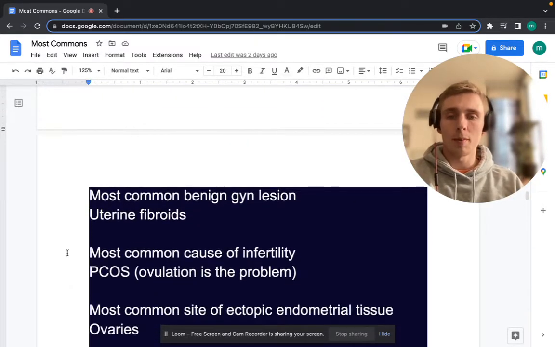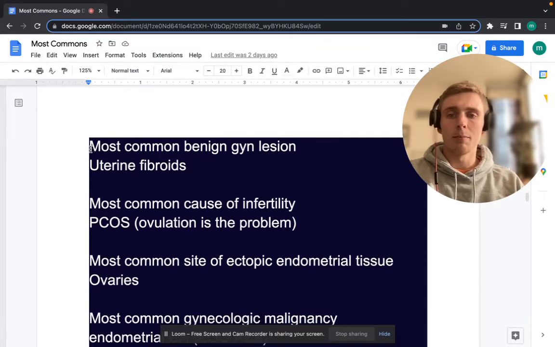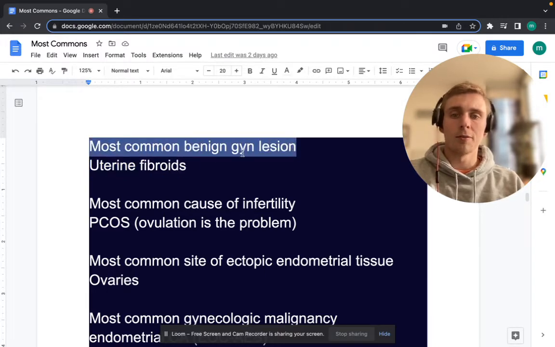What is the most common benign GYN lesion? That's going to be uterine fibroids. Uterine fibroids are extremely common and very benign, and they're made of smooth muscle and fibrotic tissue. Smooth muscle and fibrotic tissue are leiomyomas, so leiomyomas are also uterine fibroids. They're the most common benign GYN lesion.